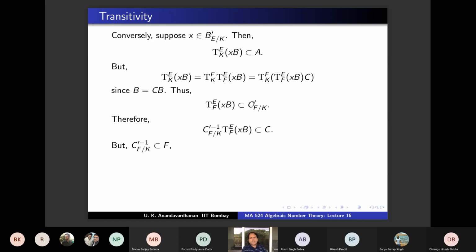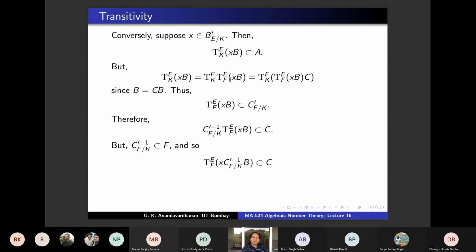Right? This is the fractional ideal of C. So if you multiply by its inverse, then that is contained in C. But C prime F over K inverse, by definition, is contained in F, and therefore you can put that inside. So trace of X times C prime inverse B is contained in C, just by taking this inside the trace.